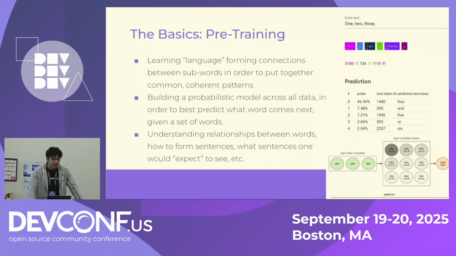So what we're doing here is we're just learning the language that we've outlined in that vocabulary. How do we form connections between those subwords in order to put together common coherent patterns? How do we form relationships between those words and make connections such that we can produce intelligible outputs that can then be useful for tasks? That's the goal with pre-training.